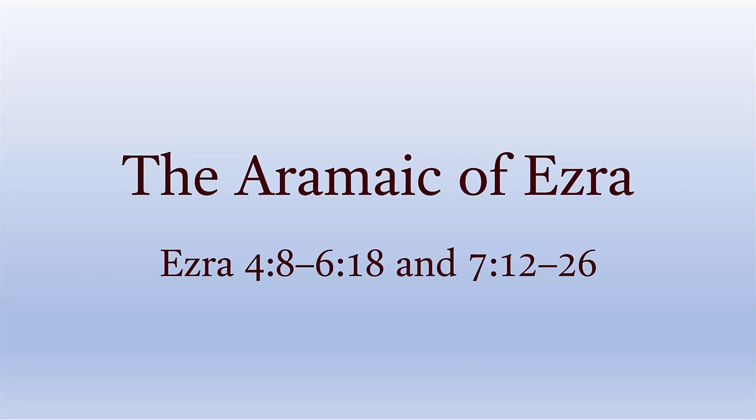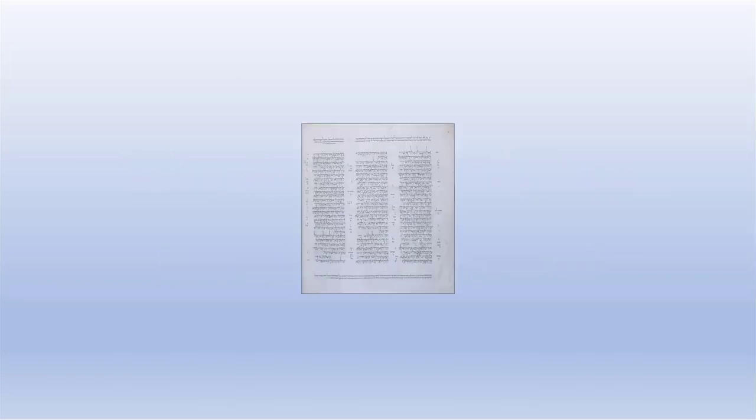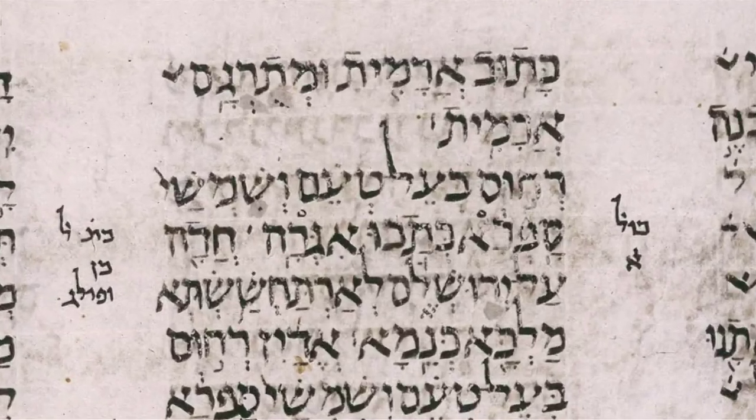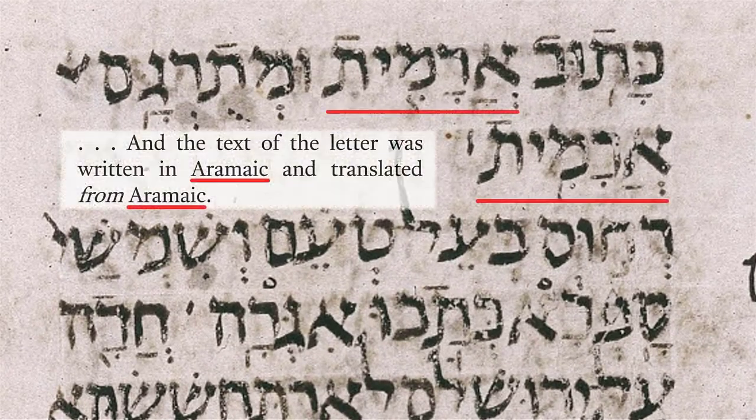Welcome to this special episode of Daily Dose of Aramaic, where we begin looking at the Aramaic of Ezra, which begins at Ezra 4:8. Let's look at the Leningrad Codex. We see at the top, the first two lines are the end of the Hebrew. That's Ezra 4:7, and it reads, "And the text of the letter was written in Aramaic," that's Aramite, and translated from Aramaic. And then on the third line, Rahum, that begins the Aramaic section.